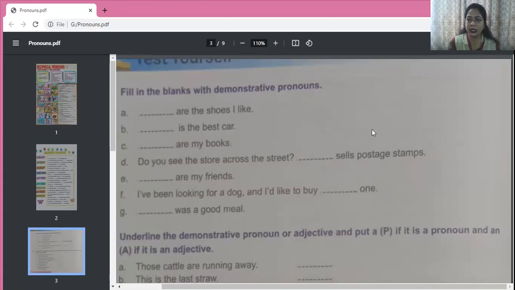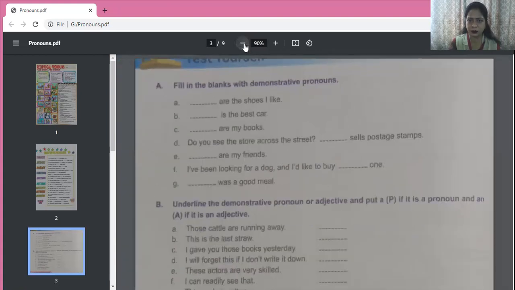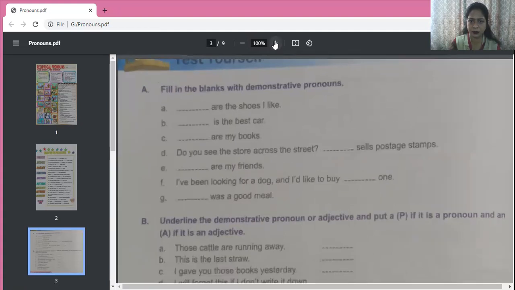Now here you can see fill in the blanks. Now we have done reciprocal pronouns, distributive pronouns, and indefinite pronouns also. So now we have done all kinds of pronouns. So let's just do a few exercises. Fill in the blanks with demonstrative pronouns.